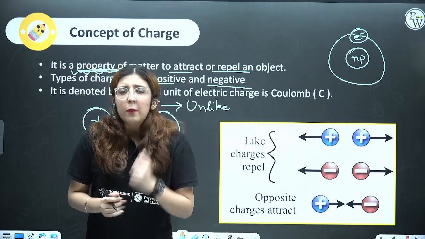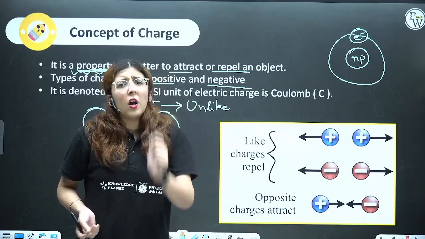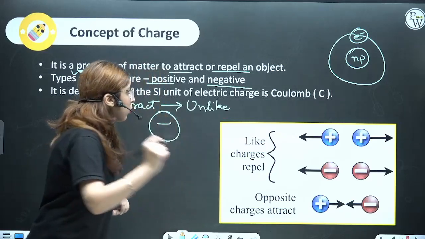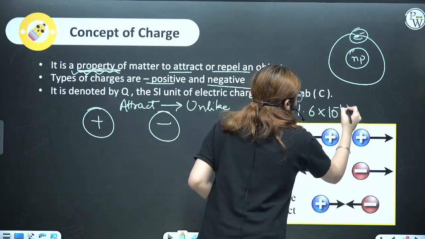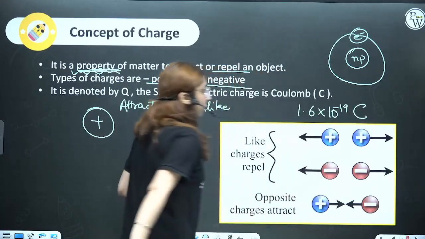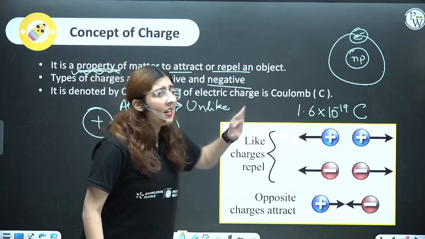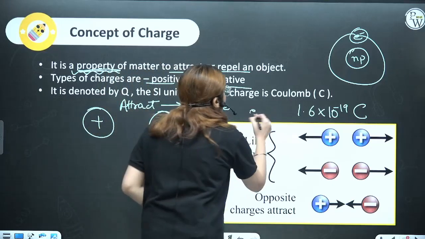Now, when I am talking about charge, what is the smallest charge? The smallest charge that I can find, let me tell you the amount also for it, is 1.6 into 10 to the power minus 19 coulomb. This is the smallest charge I can find, and this is nothing but the charge on 1 electron.